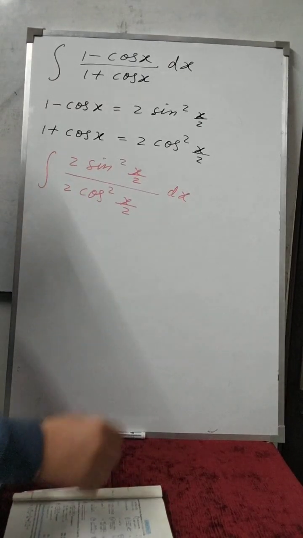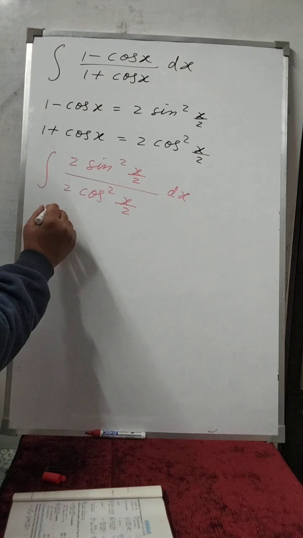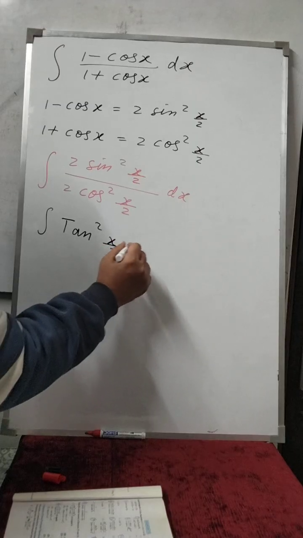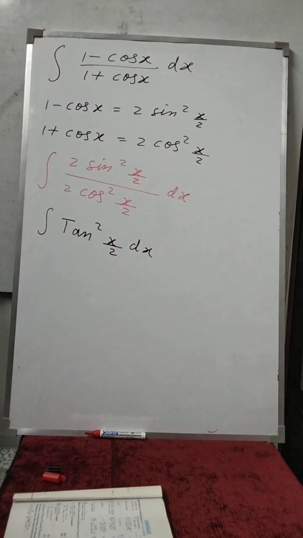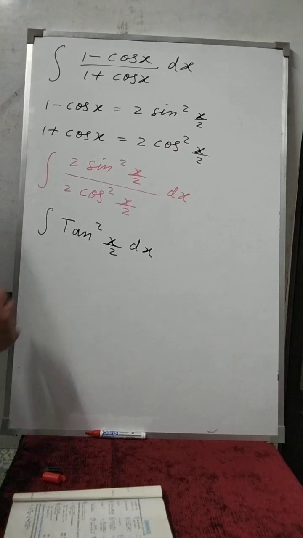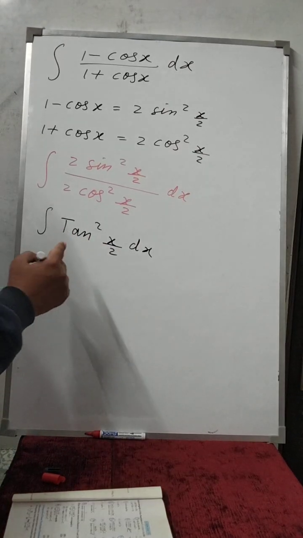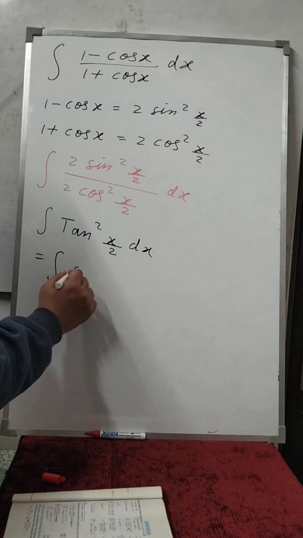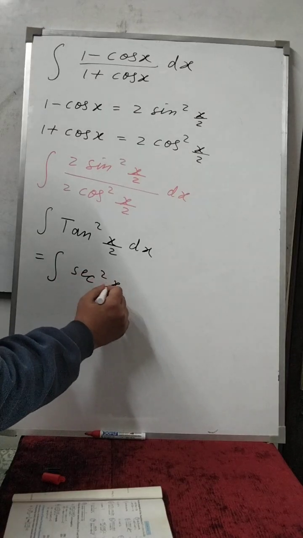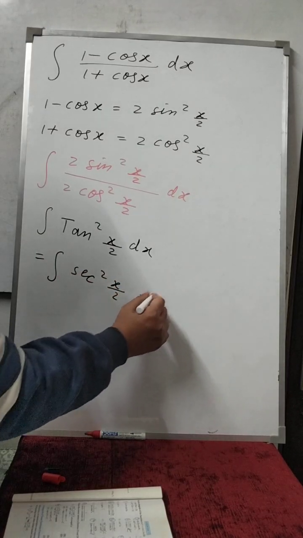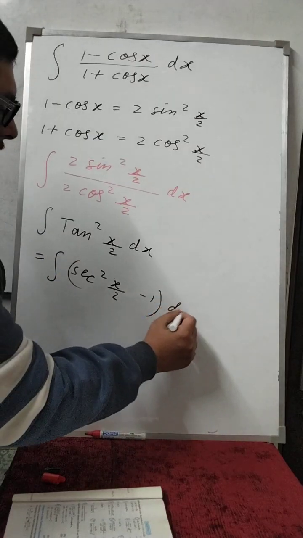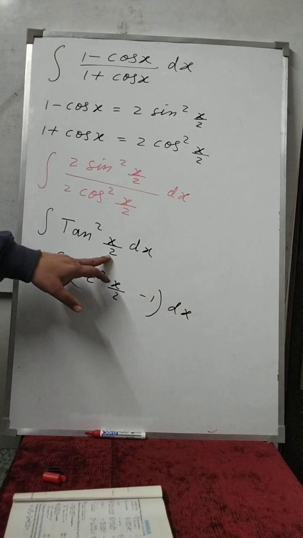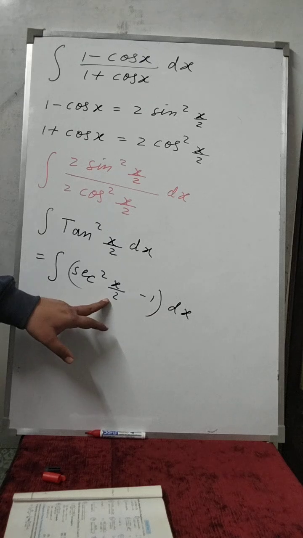Sine upon cos will become tan. So my question will reduce to integration of tan square x by 2 dx. Am I right? So I can write this tan square theta as secant square theta minus 1. So this will reduce to integration of secant square x by 2 minus 1 dx. Can I write it like this? Tan square theta will be secant square theta minus 1.